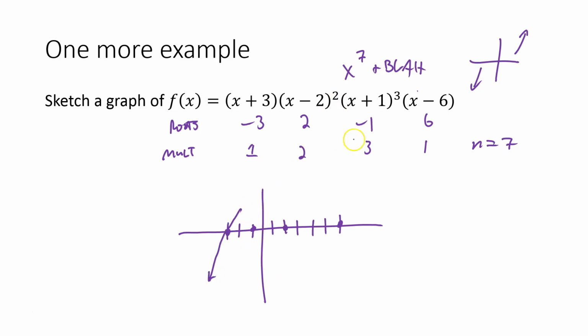And then at -1, we have an odd multiplicity. This is going to come through, but it's going to be flat. So we have a flat one there. And then at 2, we have an even multiplicity, so it's going to bounce. And then at 6, we have a single multiplicity, so it just goes right through like that. Matches our end behavior, and we were able to satisfy all of our roots.